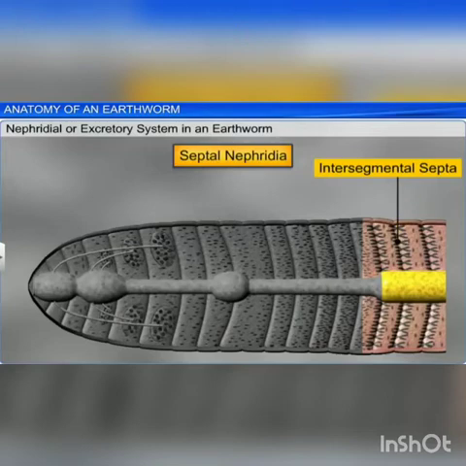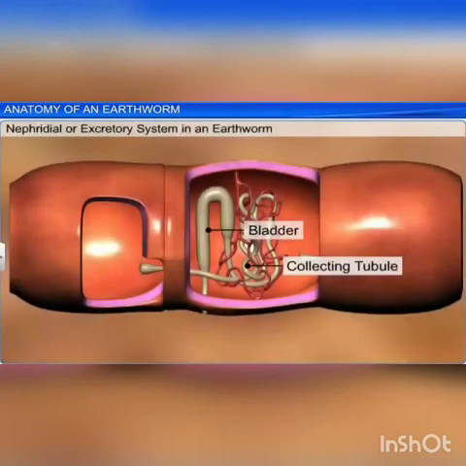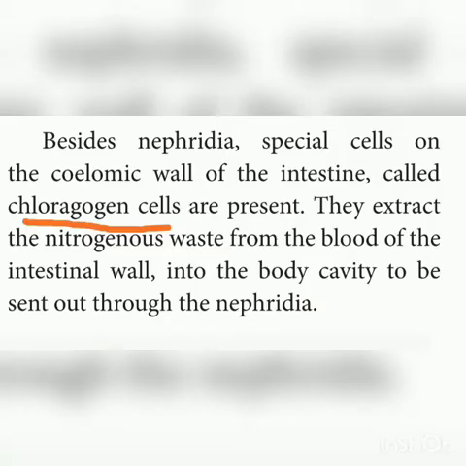This meganephridium, that means the septal nephridia, has an internal funnel-like opening called nephrostome. The funnel-like opening is called nephrostome, which is fully ciliated. There are small hair-like structures. The waste materials collected through this ciliated funnel are pushed into the muscular part of the nephridium by the ciliated region. Besides these nephridia, there are special cells on the coelomic wall of the intestine called chloragogen cells.